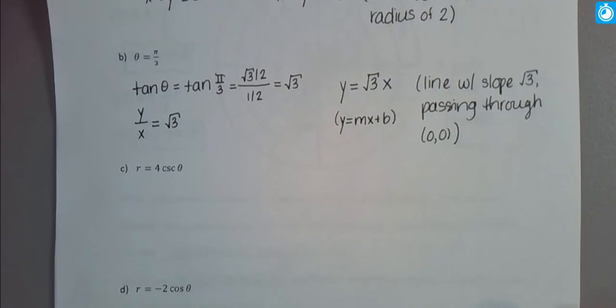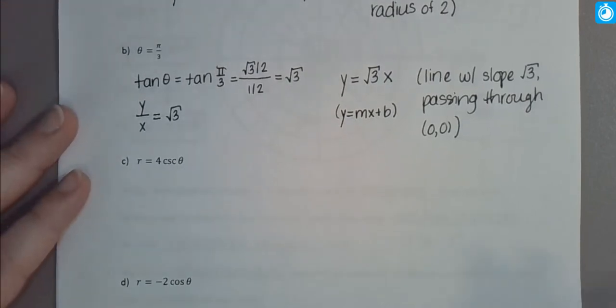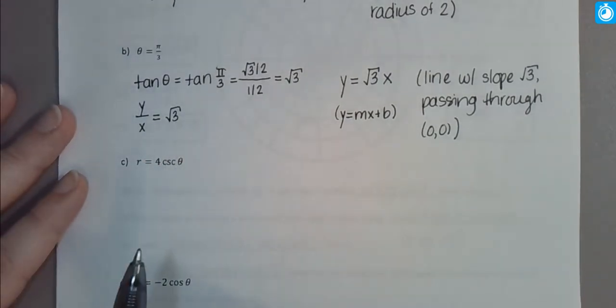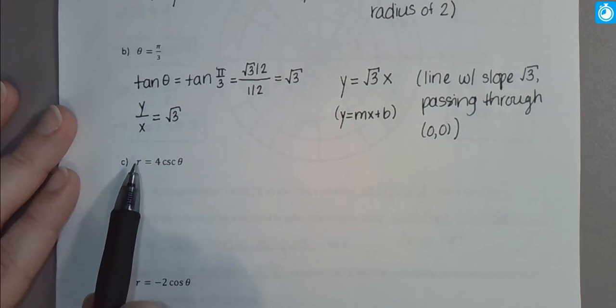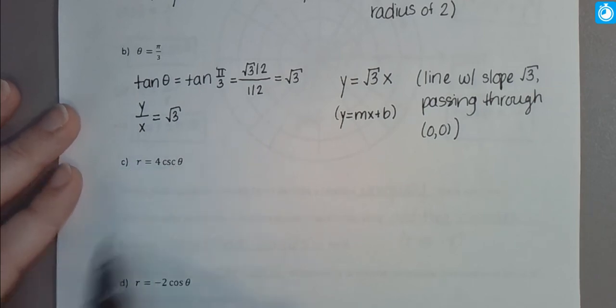Okay, let's try another one. r is equal to 4 times the cosecant of theta. Okay. What can we do here? Well, we don't have anything to directly substitute yet. What are our options?